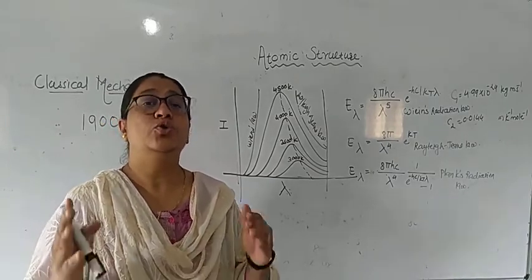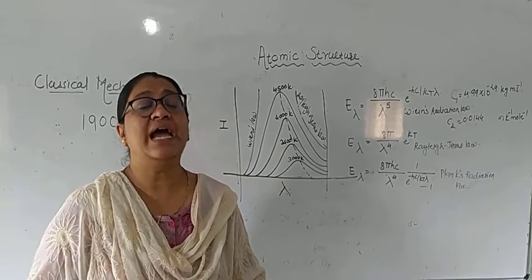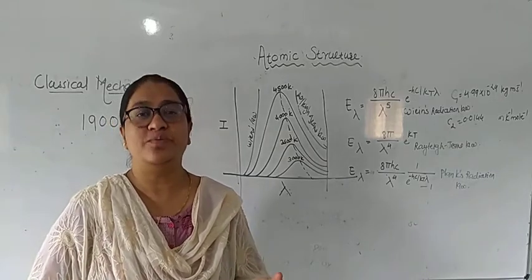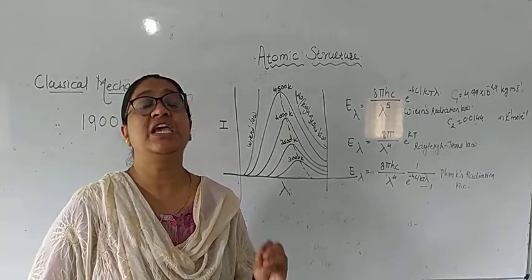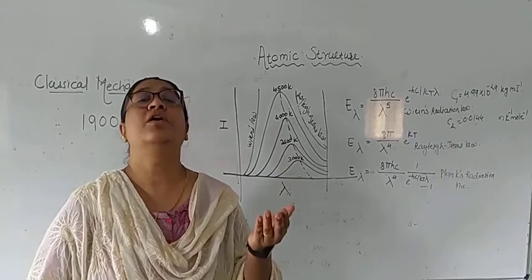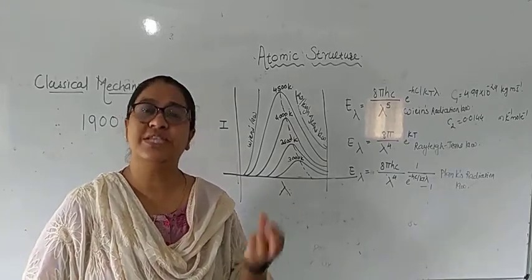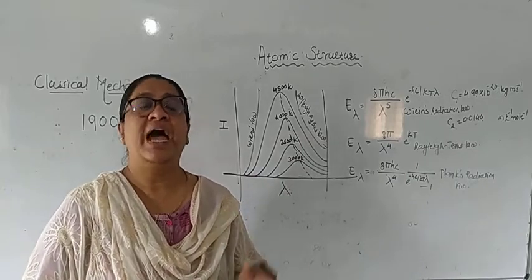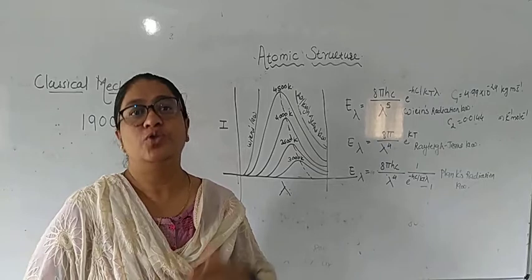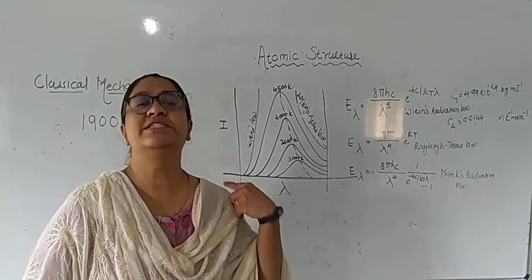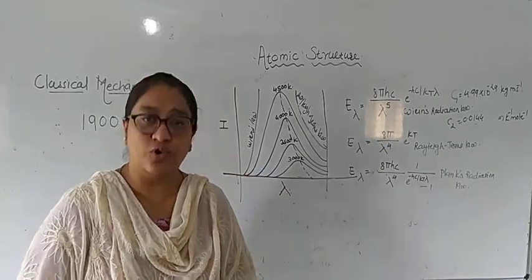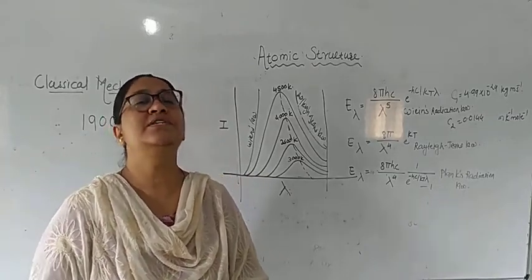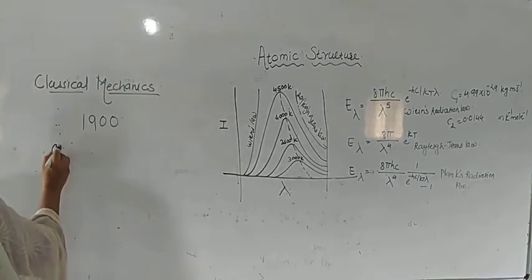Those experiments were done at the atomic and subatomic level. That means the particles or the objects which we cannot see even with the microscope. For such particles, this classical mechanical theory was not applicable. The experiments were done at the atomic and subatomic level, that is, at the micro level, and therefore a new theory was developed which is called quantum mechanics.